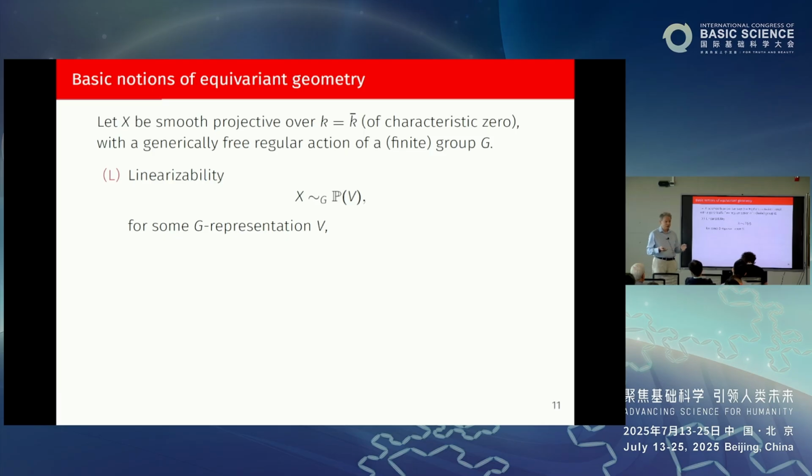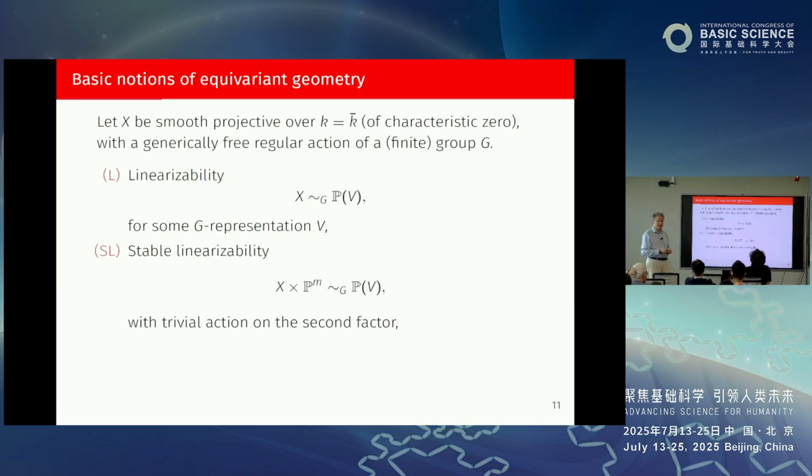Now, over a non-closed field, there's only one projective space in each dimension. In the presence of G actions, in other words, over BG, there could be different representations of the same dimension, and then are these projective spaces birational to each other equivariantly? In fact, it's not the case. There are examples. Stable linearizability would mean that you multiply this projective space with trivial action of your group, and then you want to be birational to a projectivization of a representation. And unirationality would mean that you're dominated by a projectivization of a representation.